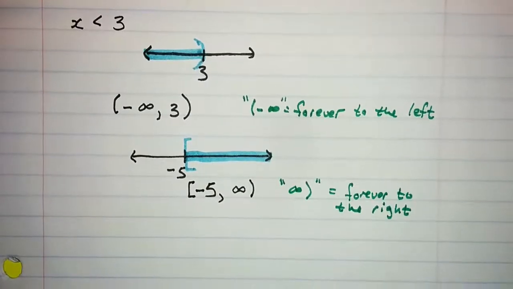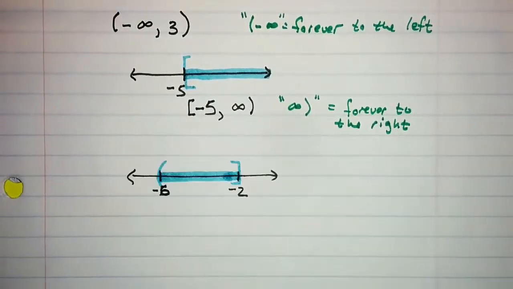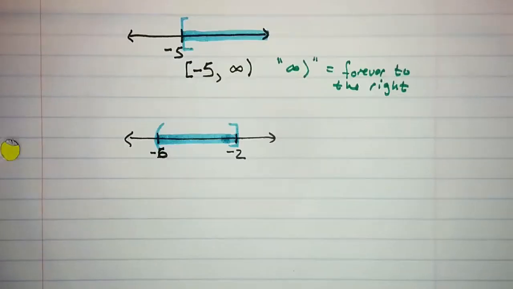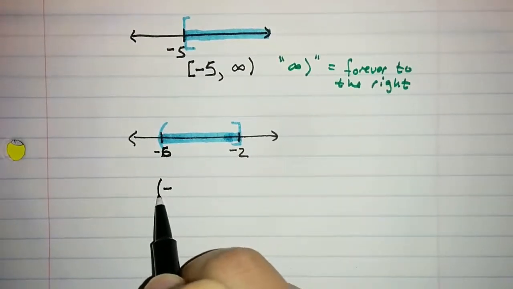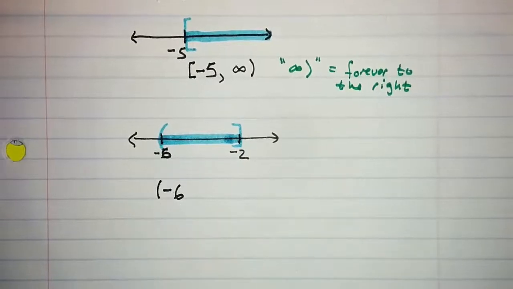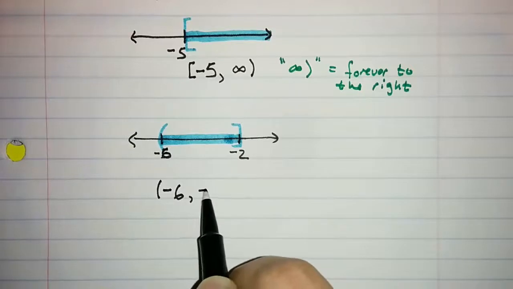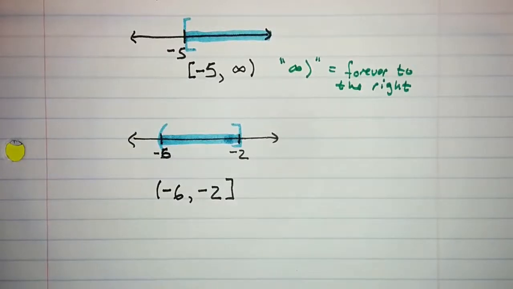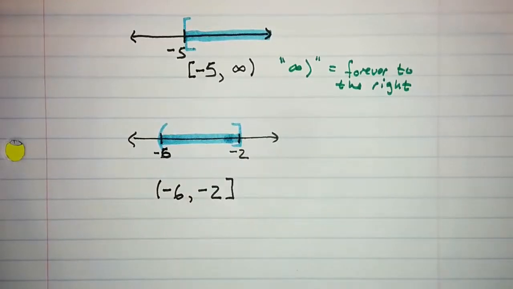Or we could have something with 2 different ends. We could, for example, have something that looks like this. Round bracket here, square bracket here. We look again and see where's the left end. In this case, -6, where we see a round bracket. Where's the right end? In this case, -2, where we see a square bracket. And notice, the left end will always be smaller than the right end.